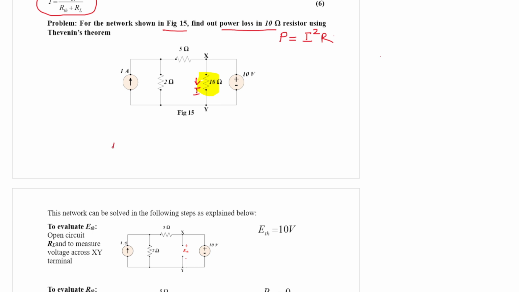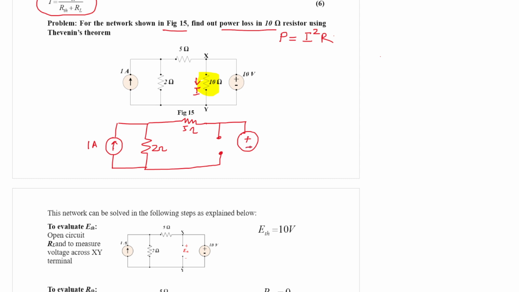So let me draw the circuit diagram. The step 1, we have this 1 ampere current source. Then we have this 2 ohm resistance in parallel. Then you have the 5 ohm resistance. Then you must open circuit it. And then you must have this 10 volt source present. So this is the equivalent circuit. That is the step 1.